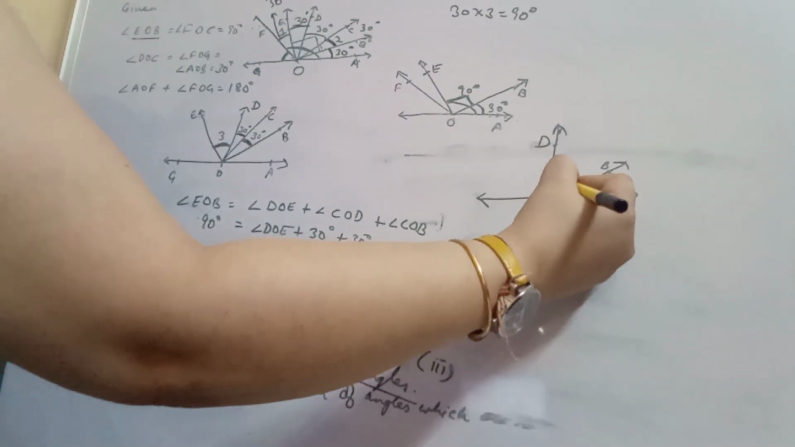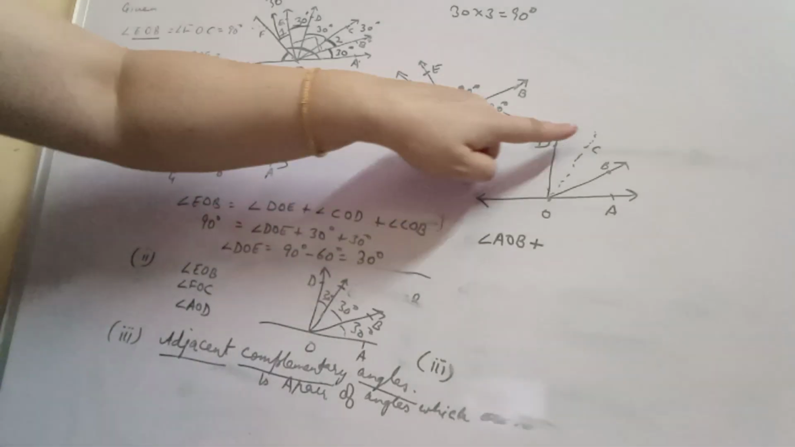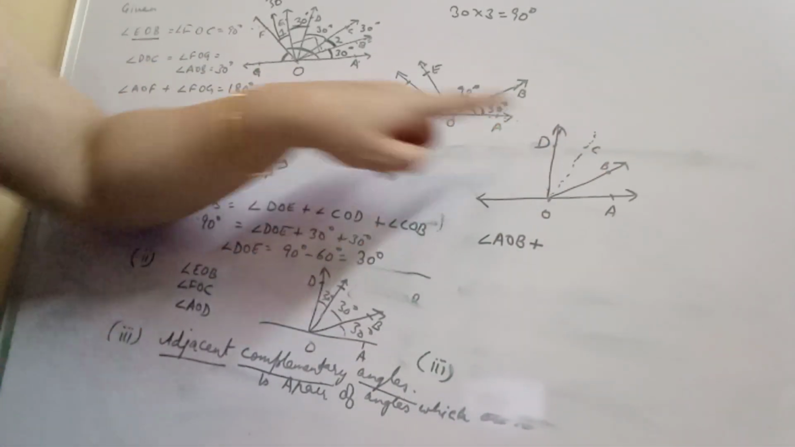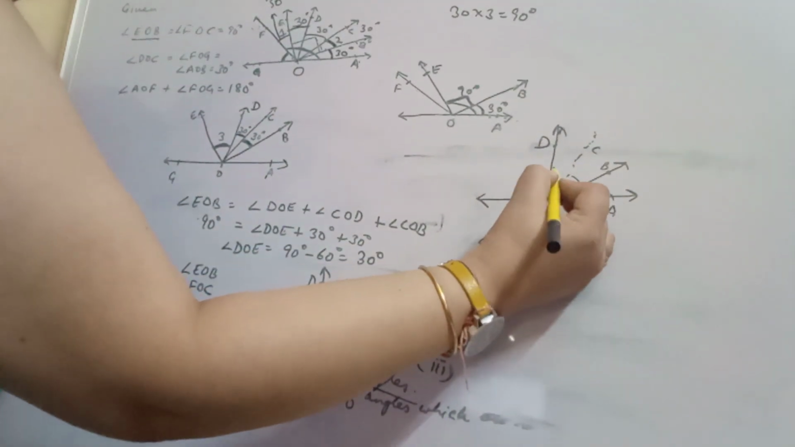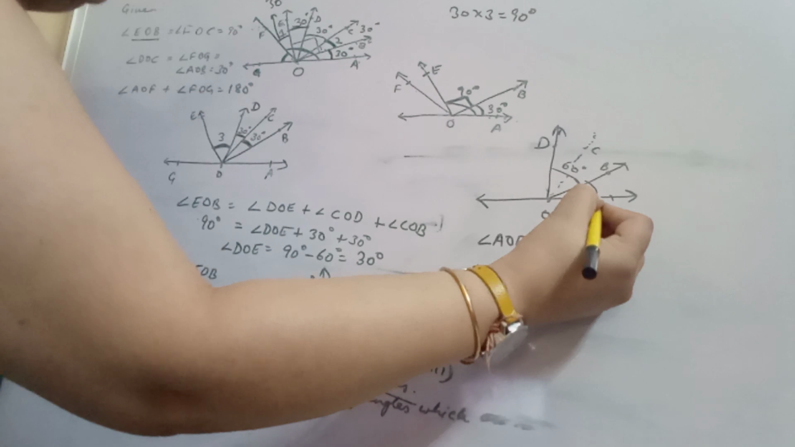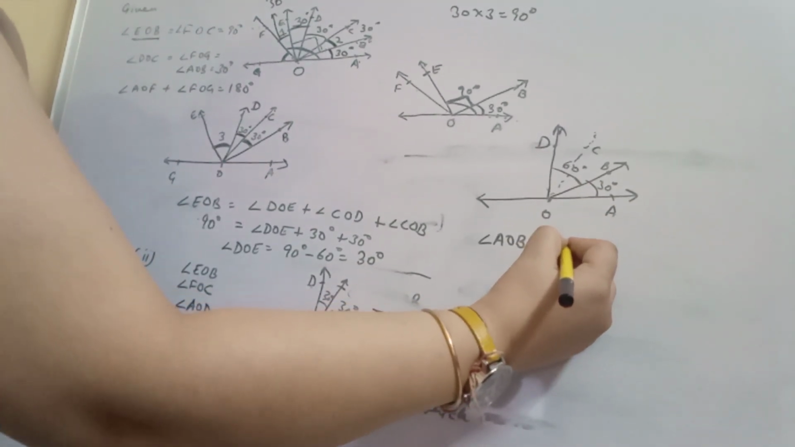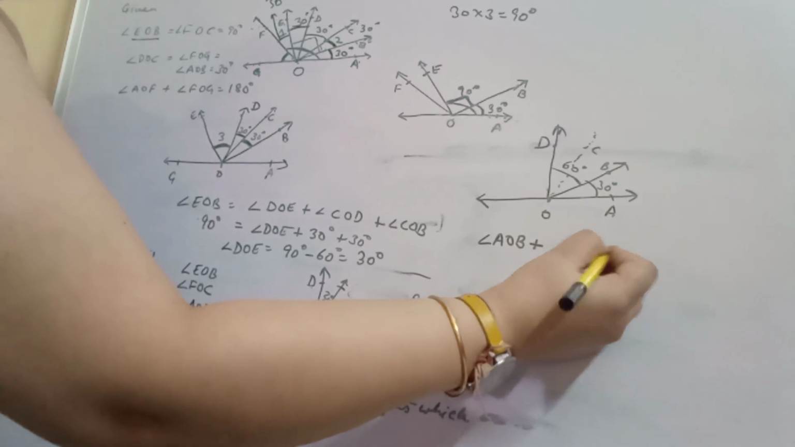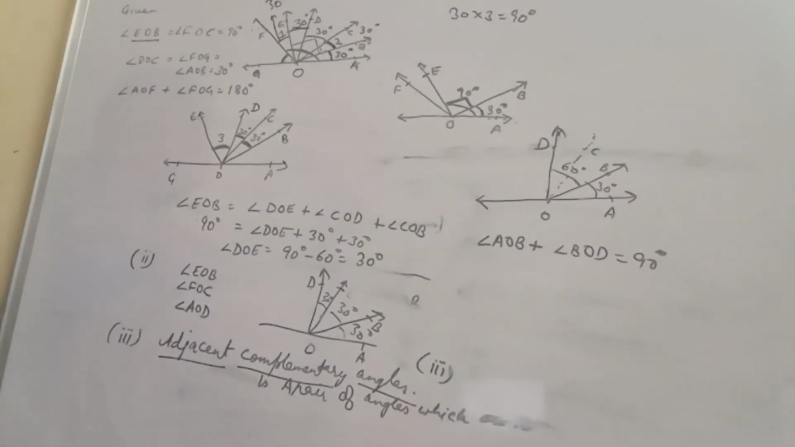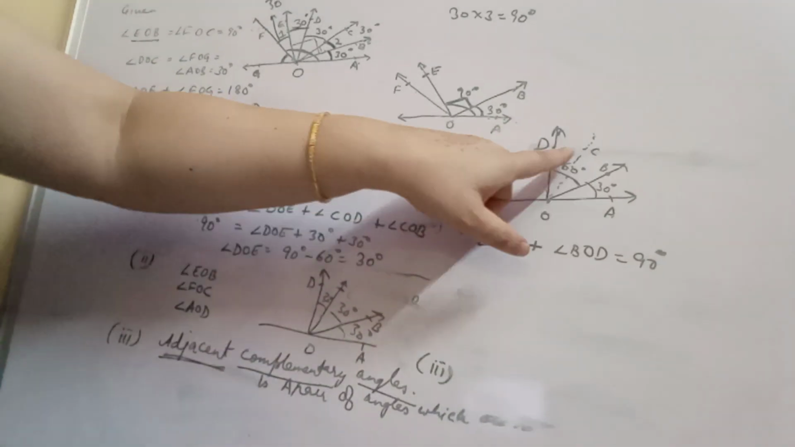Because the in between ray which is C, I won't take this into consideration. I will directly jump to AOB plus BOD because these two combined give me an angle of 60 degree and one of the angles is 30 degree. So angle AOB plus angle BOD is equal to 90 degree. This is my adjacent complementary angle. Adjacent means they should be consecutive, one after the other.